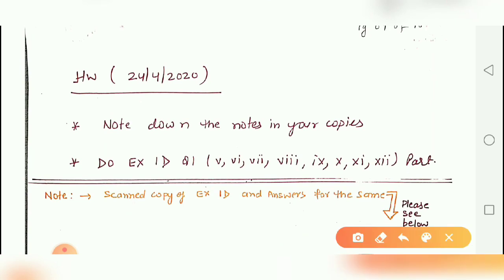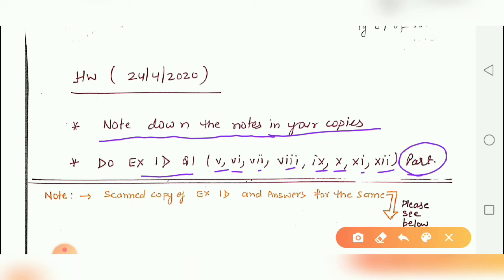Now it's time for homework. Today's homework, you have to note down all the notes which are taught in the class in your copies. I will provide a PDF for that, and as a homework you have to do exercise 1D, question number 5, 6, 7, 8, 9, 10, 11 and 12 part. After noting down the CW work, you will do your homework.